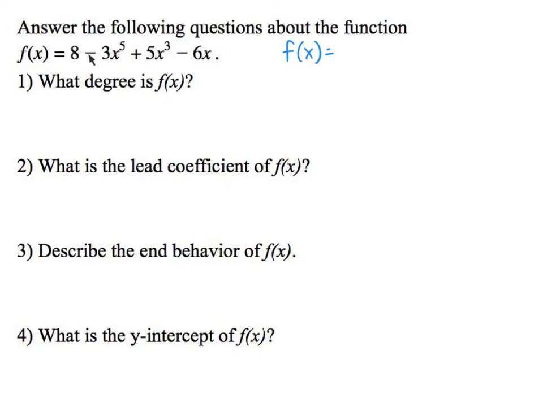But to put it in standard form, we take the highest power and go first, and then we work our way down one by one. So the highest power is negative 3x to the fifth. The next power after that is plus 5x to the third. Then we have a negative 6x and a positive 8. That right there is your standard form. This is almost standard form, but this is perfectly standard form.